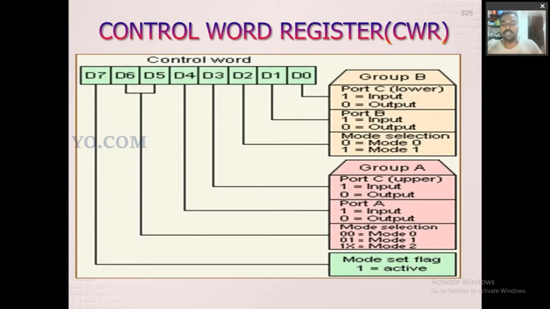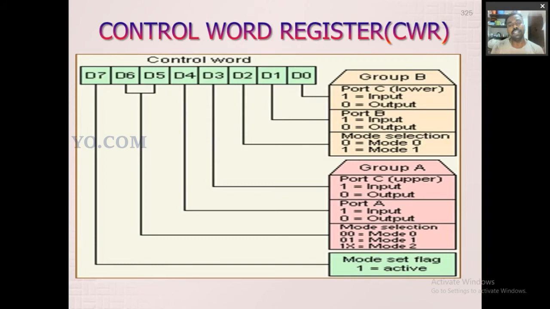Next one is a very important diagram, an important 2-mark question: the control word register, CWR. What is the control word register? The entire control word, the entire control, comes under a single 8-bit number. So simply we can control the 8255 by using that single 8-bit number. That is the control word.